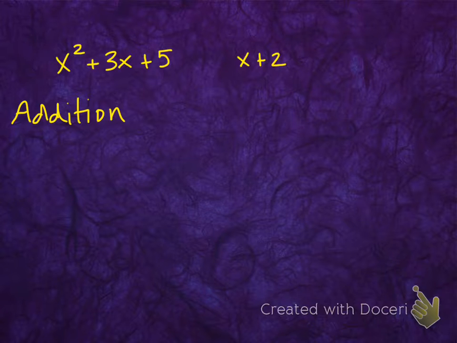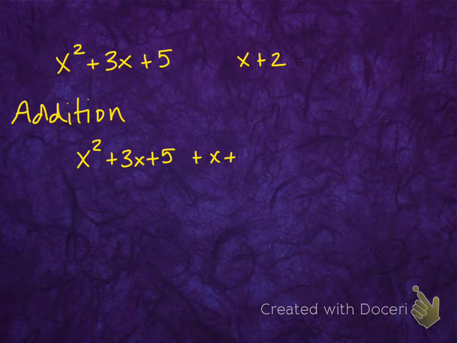So if we have x squared plus 3x plus 5, and we're going to add x plus 2, so let's write that, x squared plus 3x plus 5, and we're adding x plus 2. This isn't something that you haven't seen. You can totally do this because you've been doing it for a while. Even if they didn't call it polynomial operations, you've still been doing this. All we do is we say, okay, well, this one has an x and this one has an x, so those two could be together.